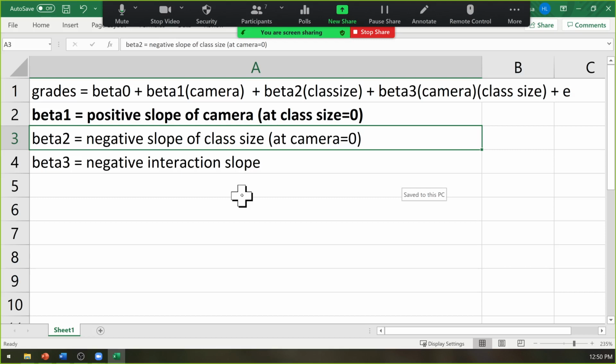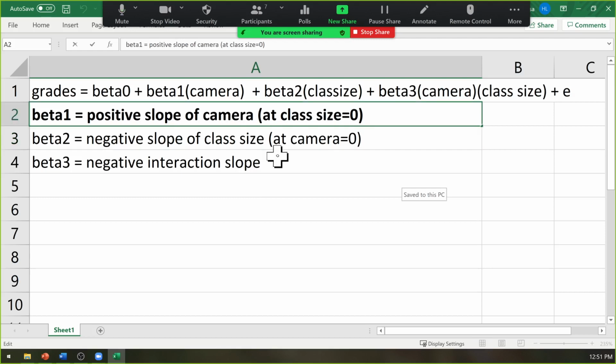But the reality is that these sorts of models predict basically an infinite number of possible slopes for the effectiveness of camera use as a function of any value of class size. The one that happens to be given by the model is just one of many. So in addition to teaching you how to interpret simple main effects, which are anything but simple, I want to show you how to get other simple main effects at other values of the moderator as well.